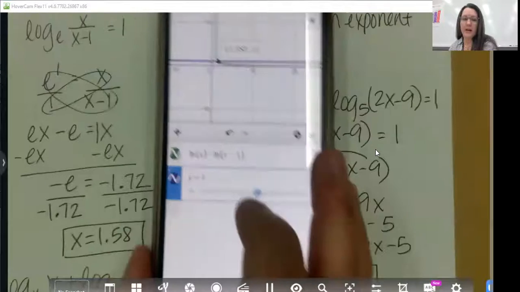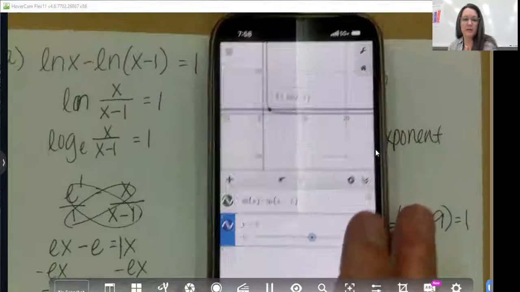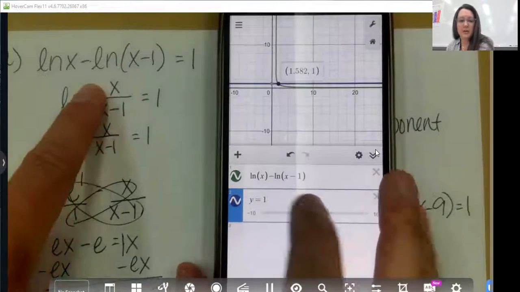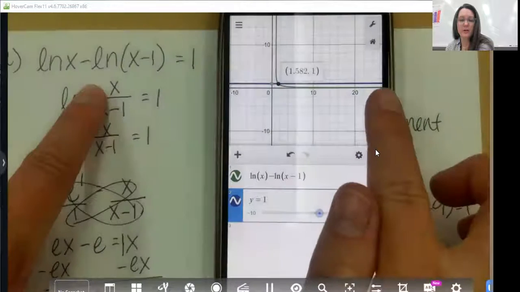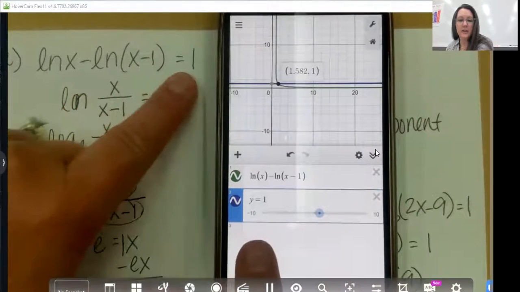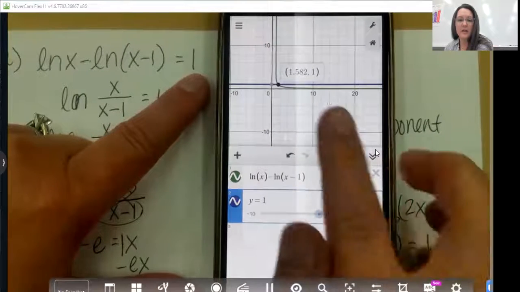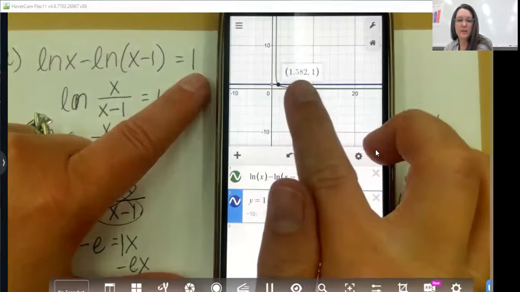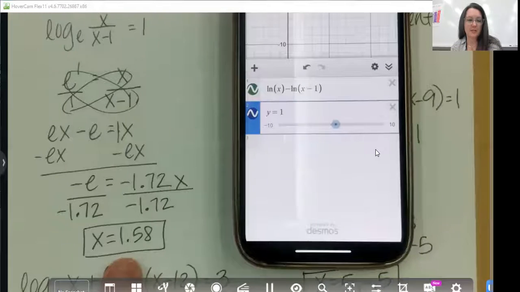Here's our A example here, and here's my one side. There we go. There's one side of the equation. So if you plug in one side as a function, you can kind of see it there as the green function. And then if you plug in the other side as y equals 1, then you can see that their intersection point is 1.582. That's exactly what we wanted because that's what we got as our answer, 1.58. That's good news.